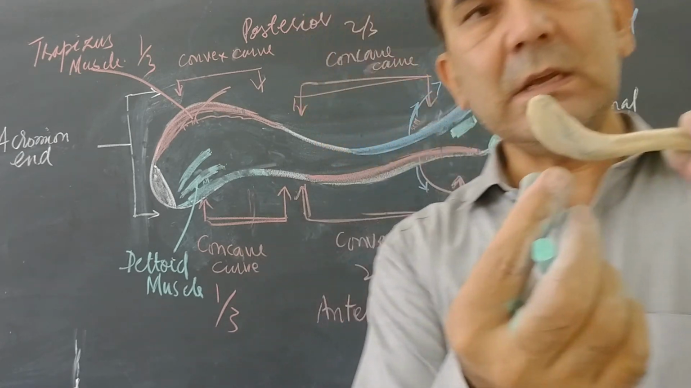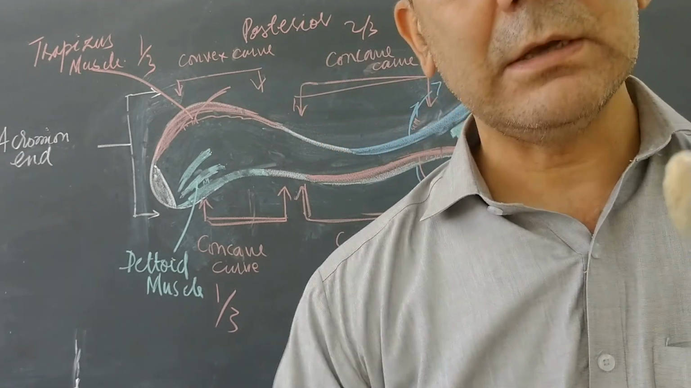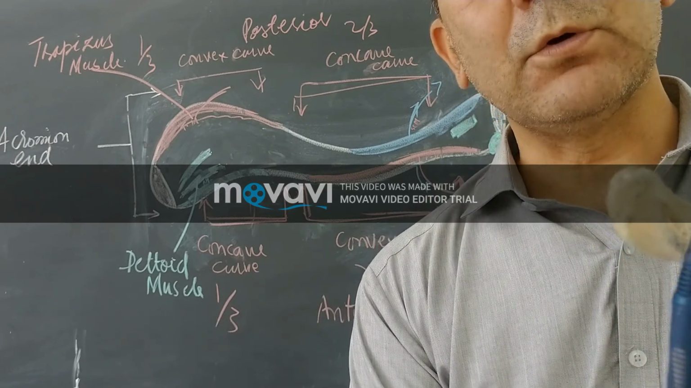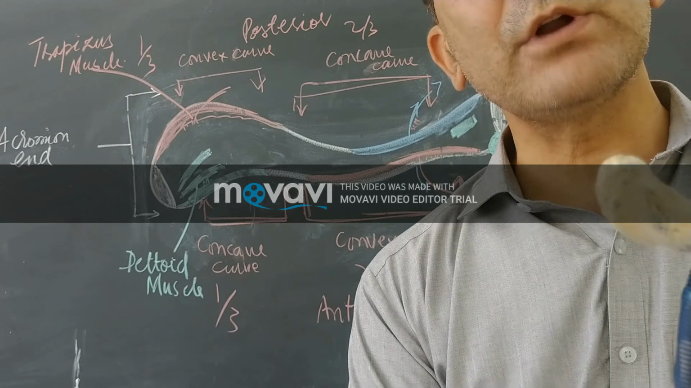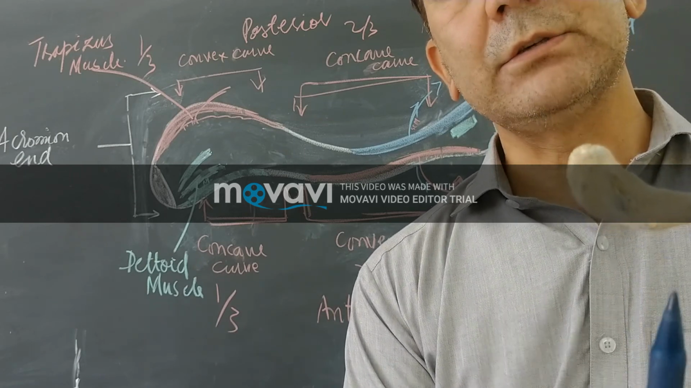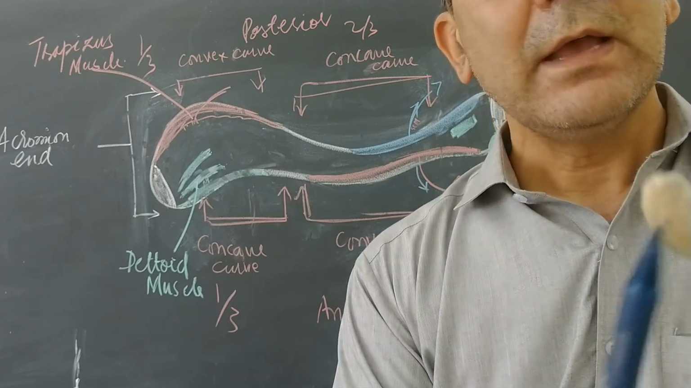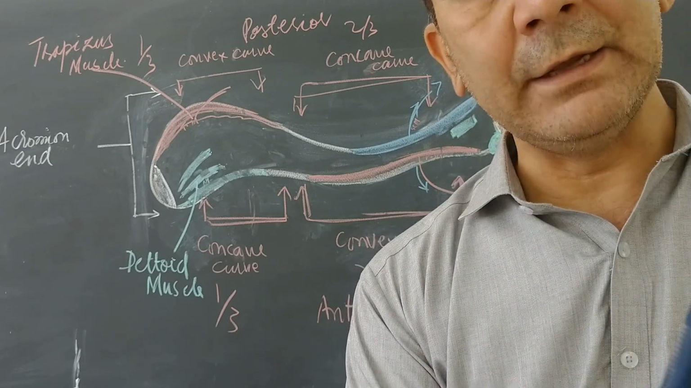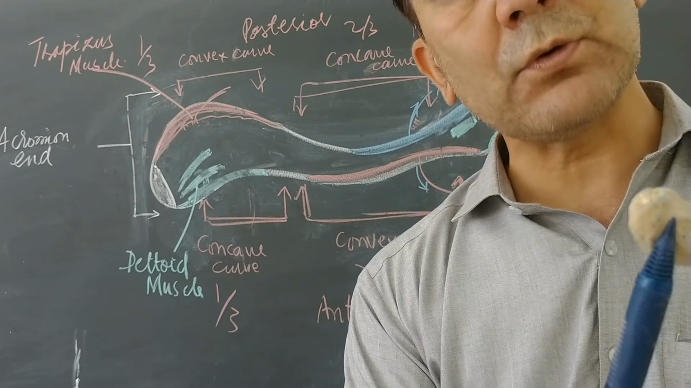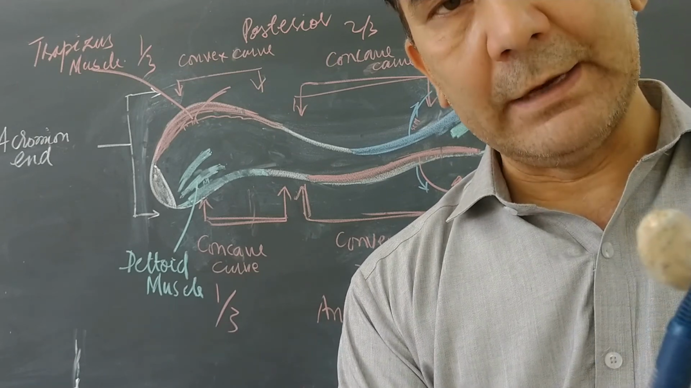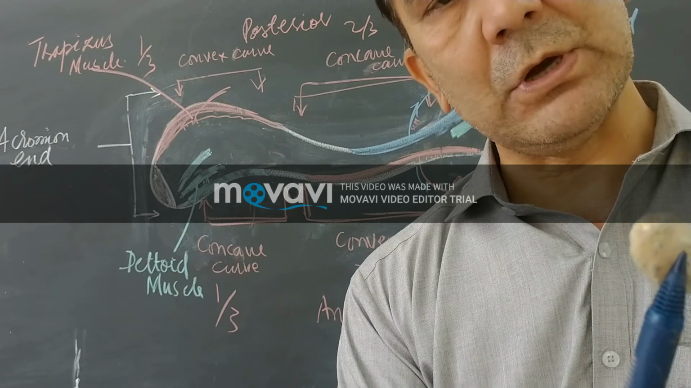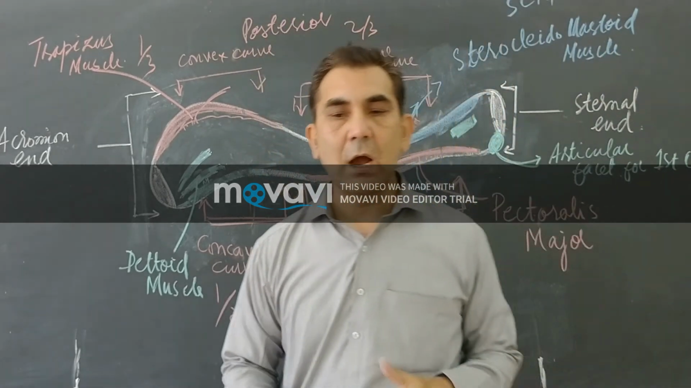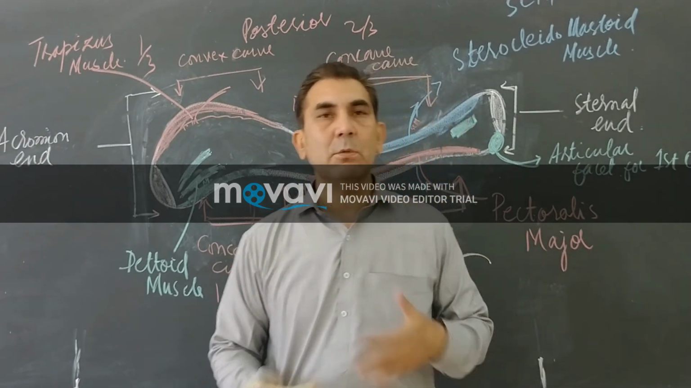Just below the surface, at the acromion end of the clavicle bone, is a tubercle here. This is called the conoid tubercle, and the conoid ligament attaches over here. And just lateral to the conoid tubercle is a line, and this line is called the trapezoid line. This trapezoid line is for the attachment of the trapezoid ligament. Okay, this is all about the clavicle bone.